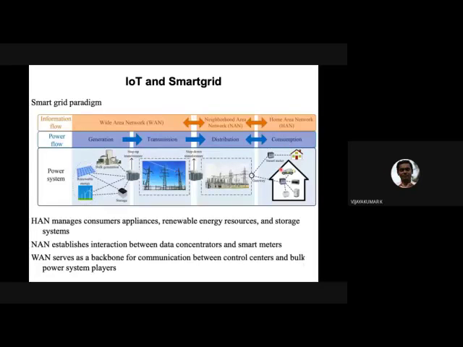And then in a neighborhood area network, we have the data concentrators. That's available here in that node. And we also have the PMUs and all. With the PMUs, you can communicate and have the data, so that data can be shared with all the devices. Then in the wide area network, we have the main control centers on the Genco side.